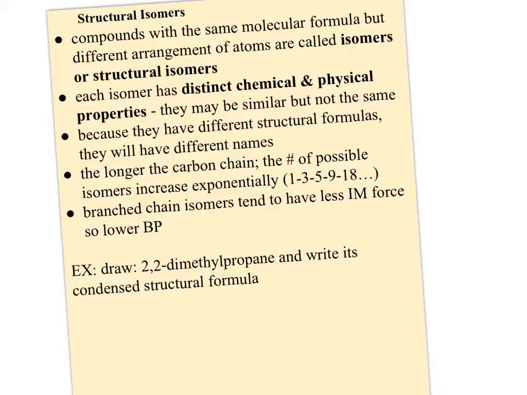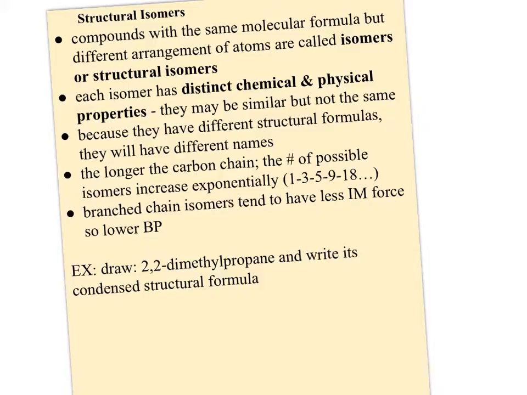So compounds with the same molecular formula but different arrangement of atoms are called isomers or structural isomers, and each isomer has distinct chemical and physical properties. On the previous slide, you maybe noticed that the butane, the straight chain version, has a lower boiling point than the branch version. So even though they may be very similar, they're not considered the same chemical. They have different structural formulas and different names both. And the longer the carbon chain gets, the greater the number of possible isomers. In fact, that increases exponentially from butane with 2 to pentane with 3 to hexane with 5 and heptane 9, octane 18, and so on.